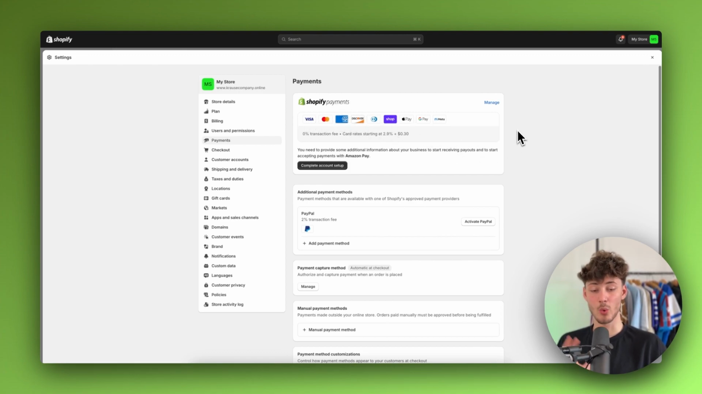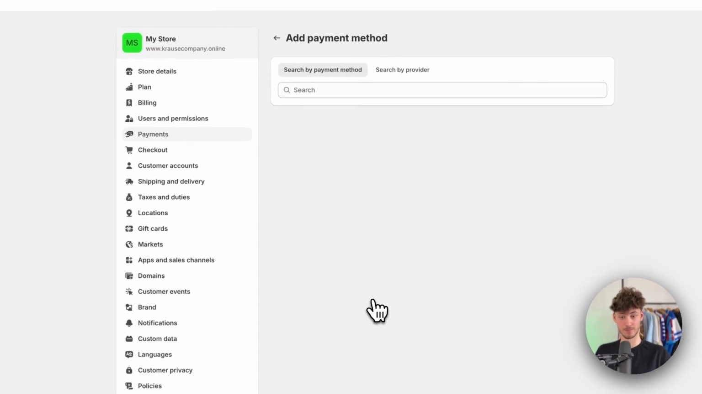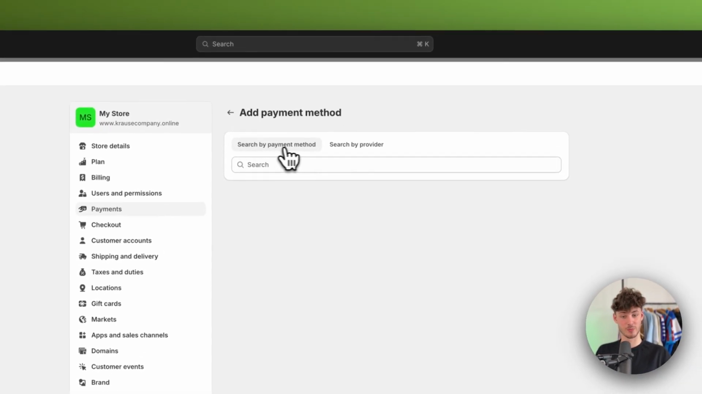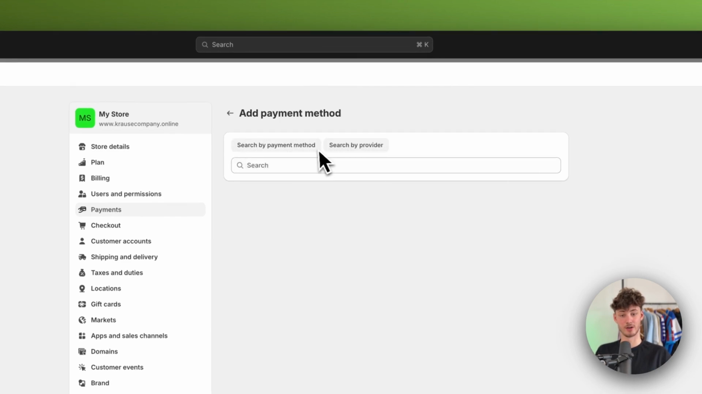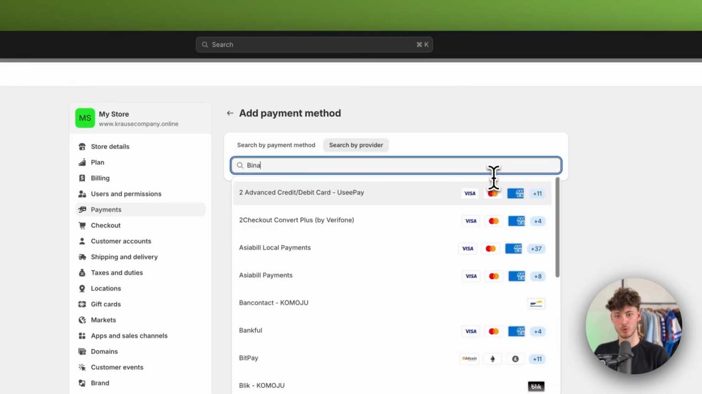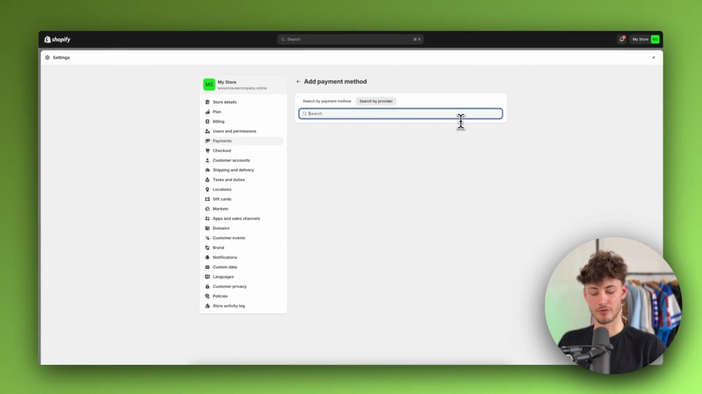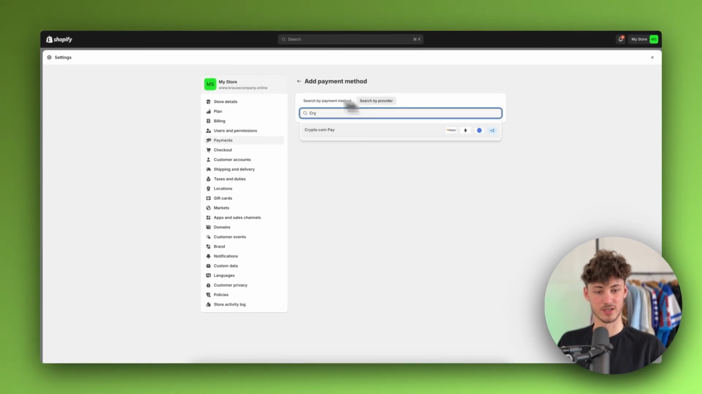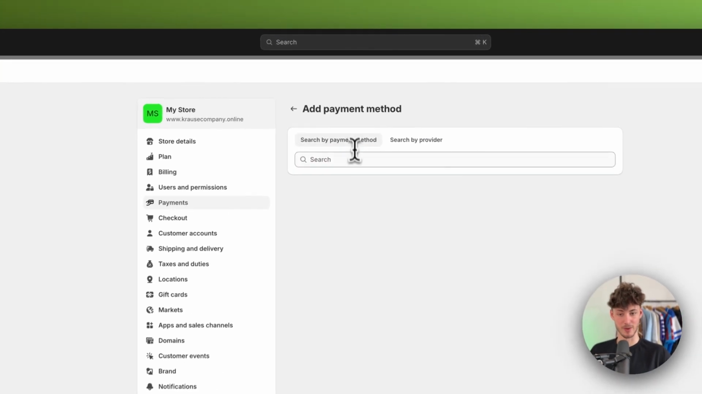But either way, to actually add crypto, you will have to click on add payment method right here, and then you can either search by payment method or by provider. So a provider, for example, would be Binance right here, or for example crypto.com, as you can see the crypto.com pay. However, you can actually also simply search by payment method.